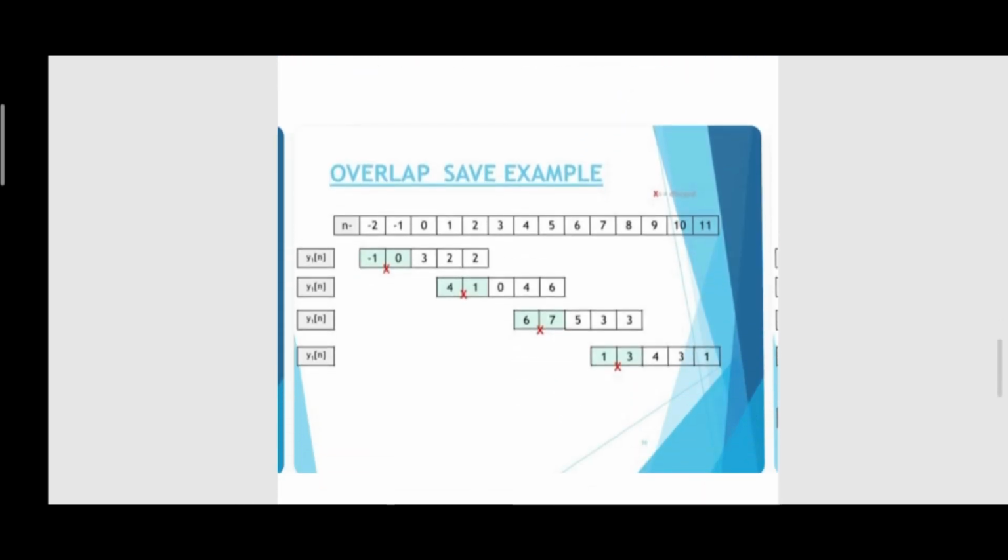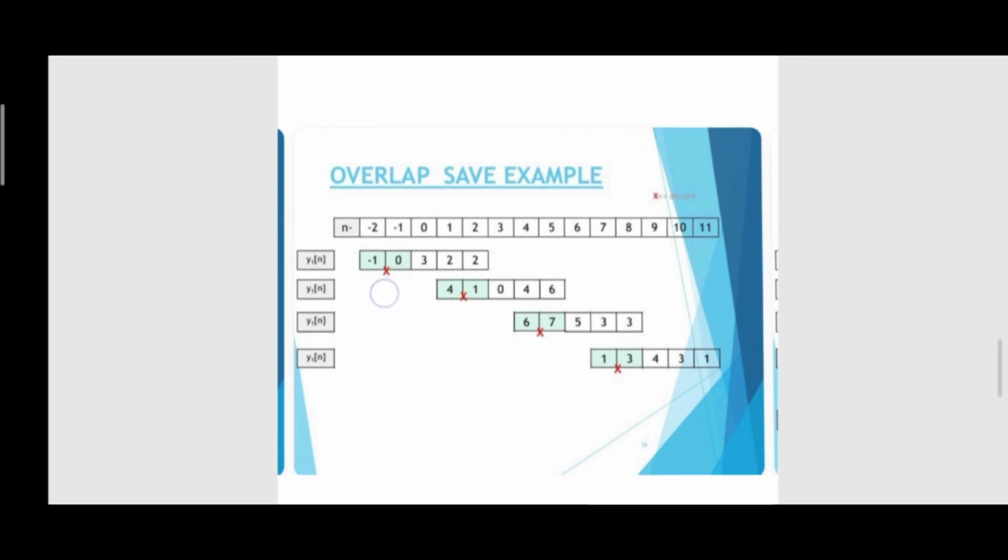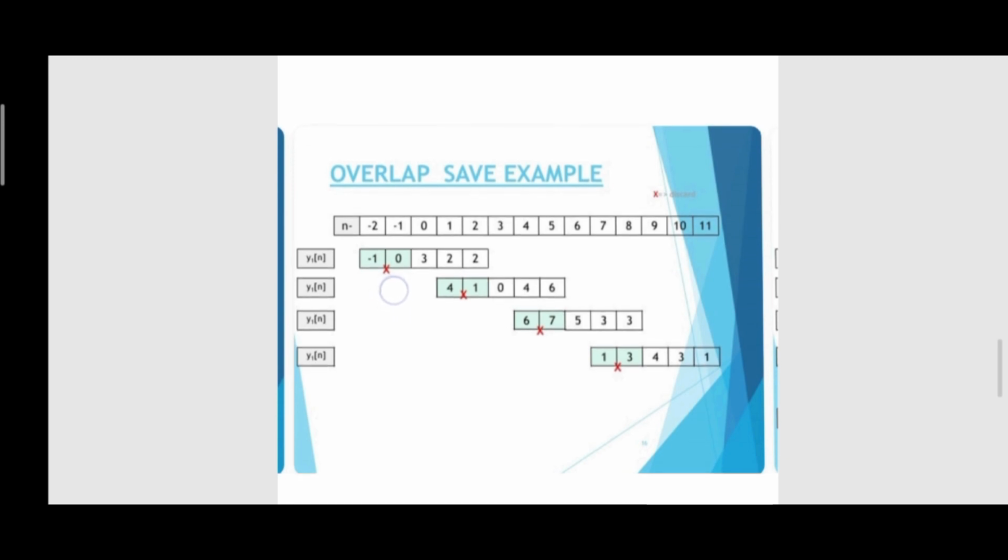At last we have to save the values. In this we are discarding m minus 1 number of samples. The value of y1 of n is -1, 0, 3, 2, 2. In this we have to discard m minus 1 number of samples, and m minus 1 is equal to 2. So we are discarding two samples, that are -1 and 0.